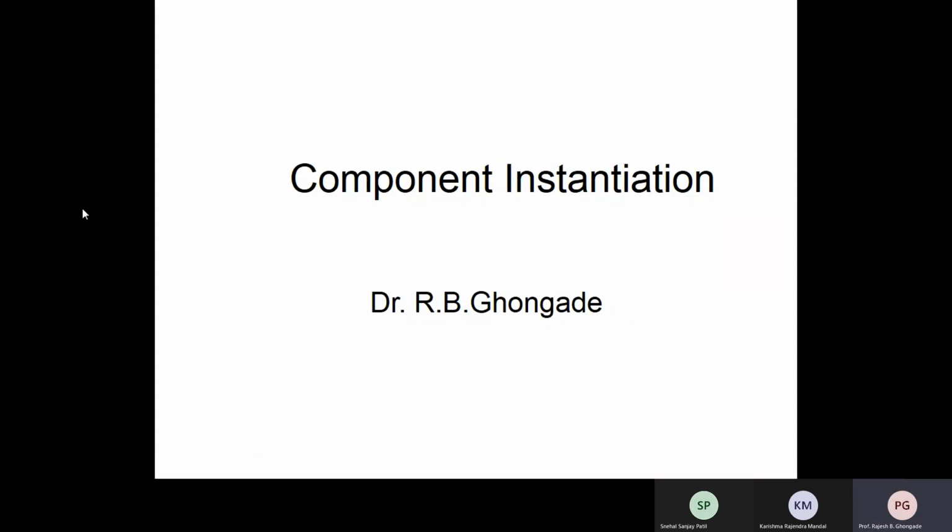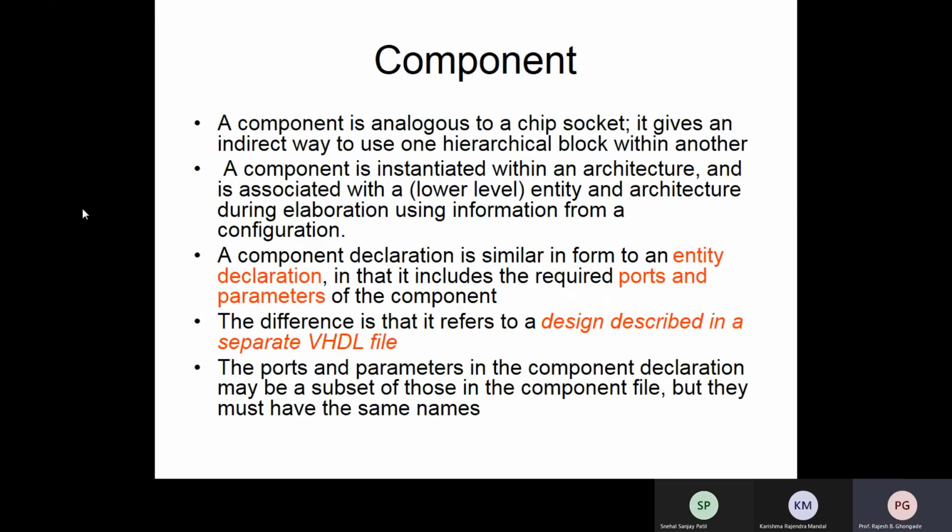Okay. So we'll start with component instantiation. What exactly do we mean by component instantiation? What is a component? We have to start with that. A component is analogous to a chip socket. It gives an indirect way to use one hierarchical block within another. As if you are having a lot of components with you and you are simply connecting those components together. So a component is instantiated within an architecture and is associated with a lower level entity and architecture during elaboration using information from a configuration.